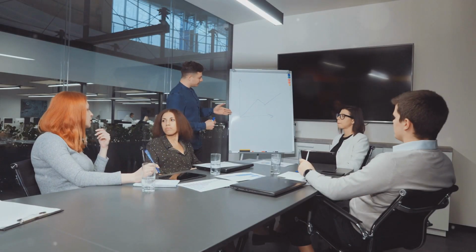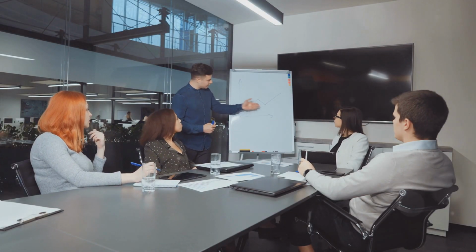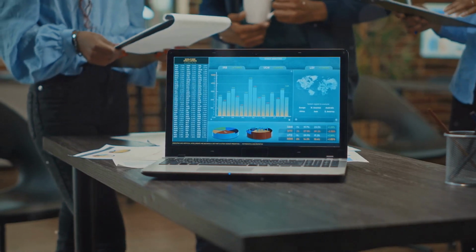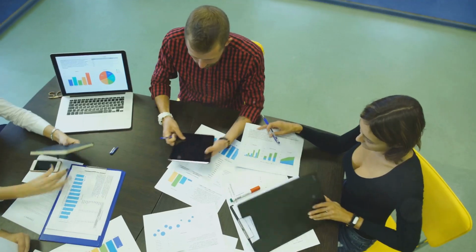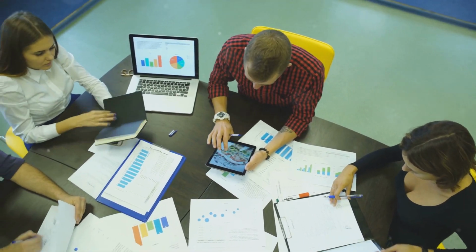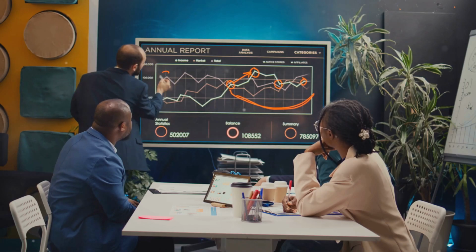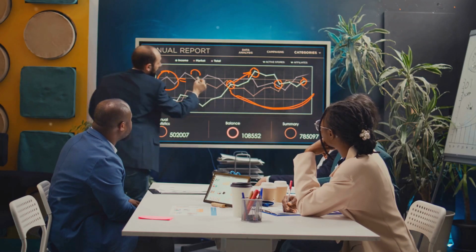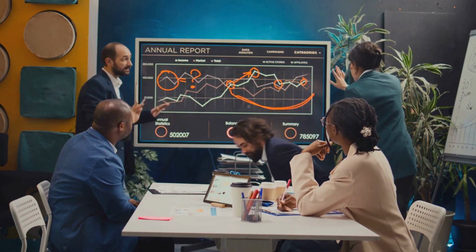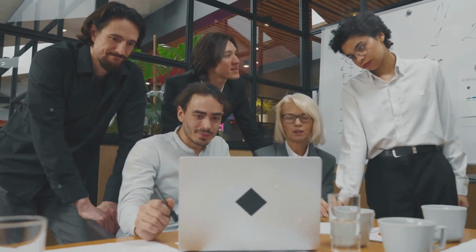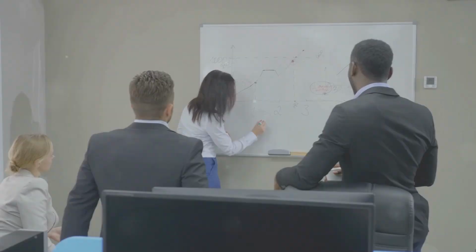Force field analysis is often an iterative process, as the balance of forces may change over time or in response to external factors. Regular review and monitoring of the forces are essential to adapt strategies and tactics accordingly, ensuring ongoing progress towards the desired goal.